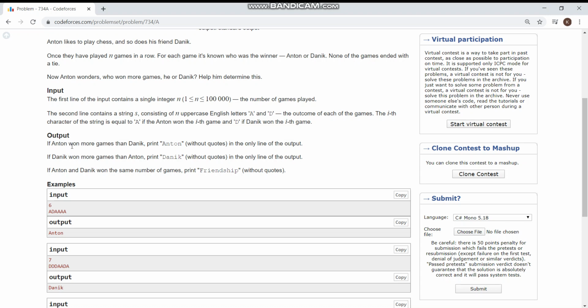As an output, if Anton won more games than Danik, print Anton. If Danik won more games than Anton, print Danik. And if both have won the same number of games, print friendship.